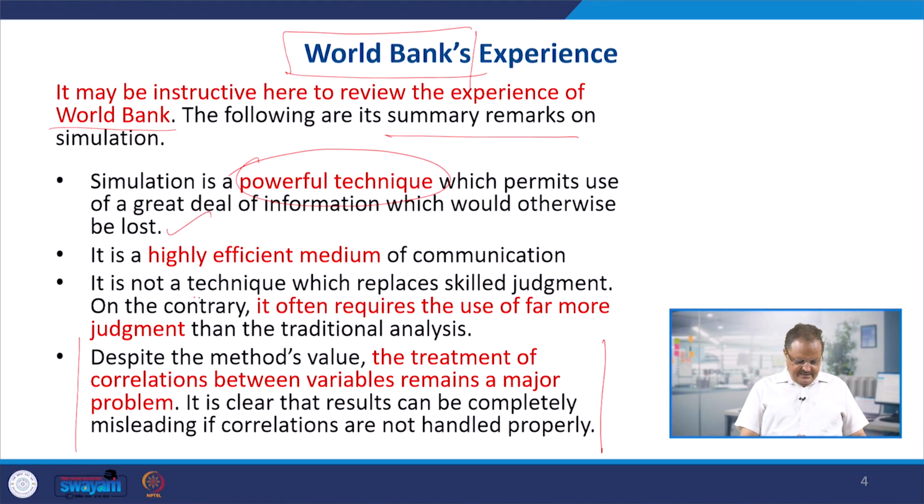And the next thing is, it is not a technique which replaces skilled judgment, right? They have said that it is not a technique which replaces skilled judgment. On the contrary, it often requires the use of more judgment, because how would you calculate the value of variables like sales or the probabilities? As I told you, if some existing information is there, you can use objectivity in assigning the probability. But if existing information is not available, if a comparable project or investment option is not available in the market, what way of deciding the probability will you use?